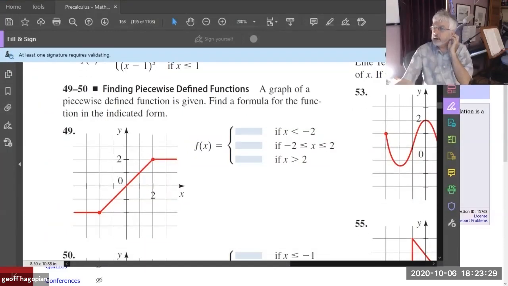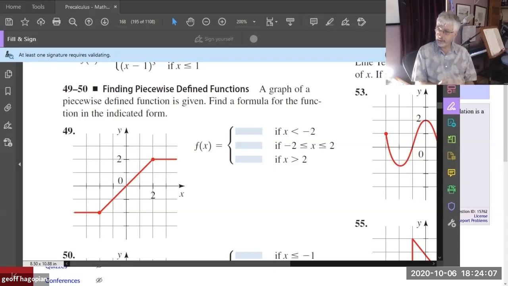Finding piecewise defined functions. A graph of a piecewise defined function is given. Find a formula. Oh, so go for it. So this is what we're kind of into here, I think, as I mentioned, the rule of 3 before. For any mathematical relationship, you can view it numerically through a table of values. You can view it graphically, as is done here, or you can view it algebraically through formulas. And given one, you can always get the other two, right?